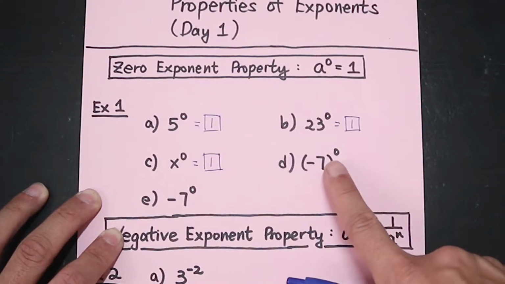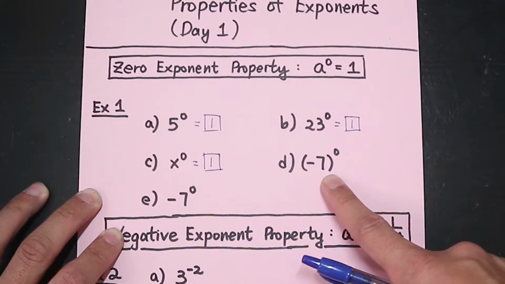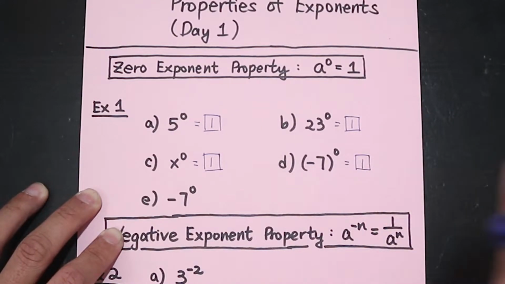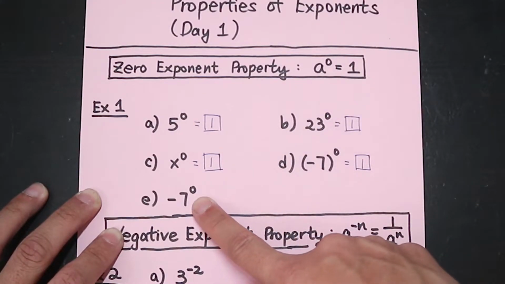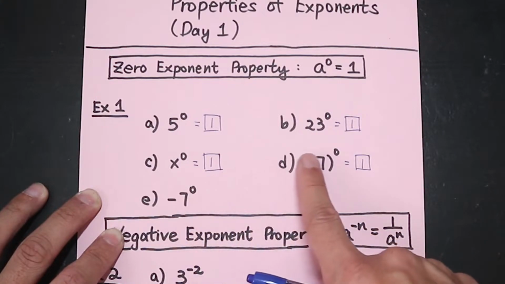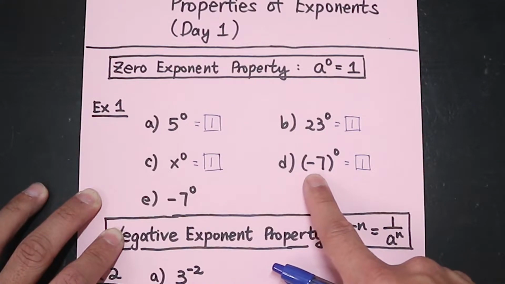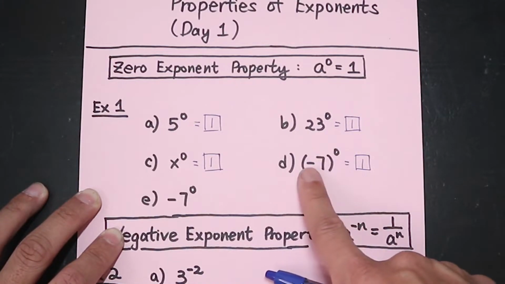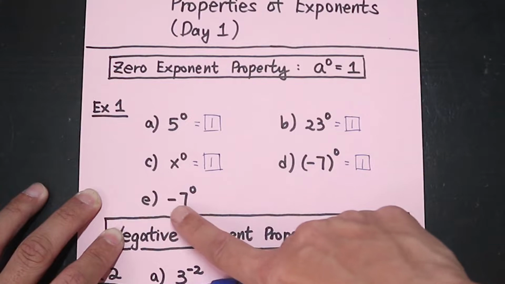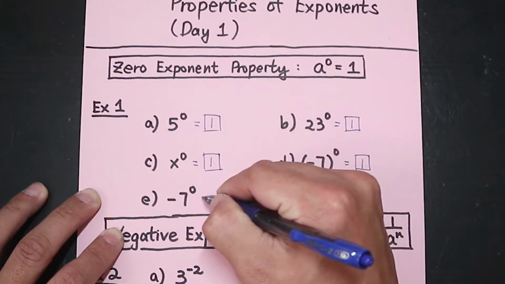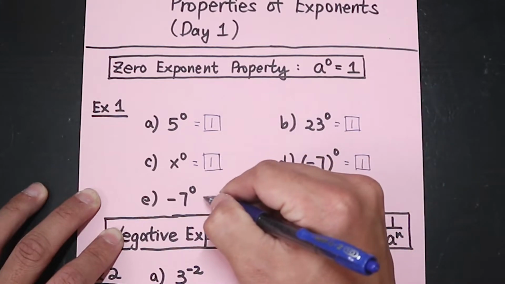And same thing, even if you have a negative number, the whole thing raised to the 0 power, without any work your answer is 1. Now, be careful though, E is different. You notice that the difference between D and E is that in part D, the whole negative 7 is being raised to the 0 power. That's why you have the parentheses. But for part E, this negative is not part of the exponent. So I kind of have to show work on this. This is how you would show work on your homework as well.